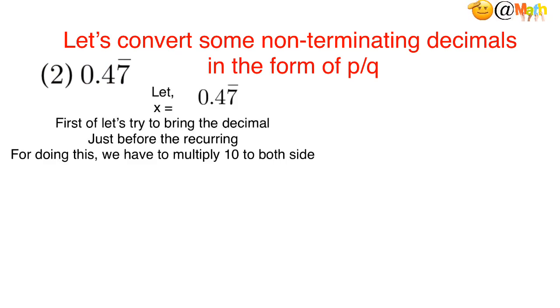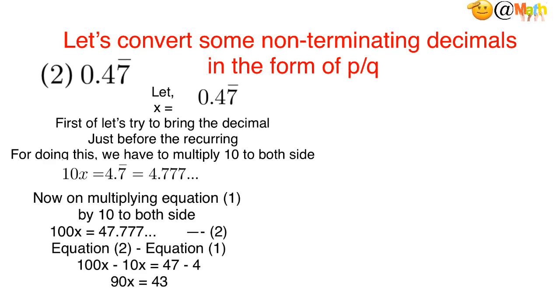For 0.47 recurring, the recurring is at 7 only. Let x be equal to 0.47 recurring. First of all, let's try to bring the decimal just before the recurring. For doing this, we have to multiply 10 to both sides. So 10x is equal to 4.7 recurring, which is 4.777... Now we have to multiply the above equation by 10 again, so that 100x is equal to 47.777... In a similar way, we have 43 by 90.